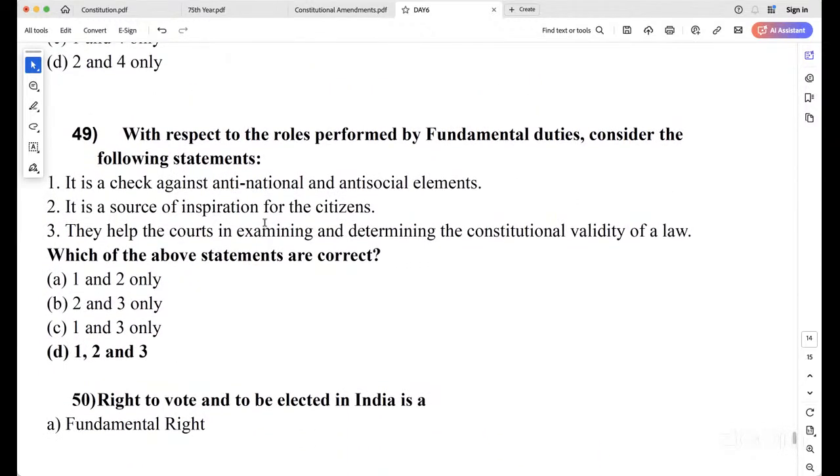Next, with respect to the roles performed by fundamental duties, consider the following statements. It is a check against anti-national and anti-social elements. It is a source of inspiration for the citizens. They help the courts in examining and determining the constitutional validity of a law.